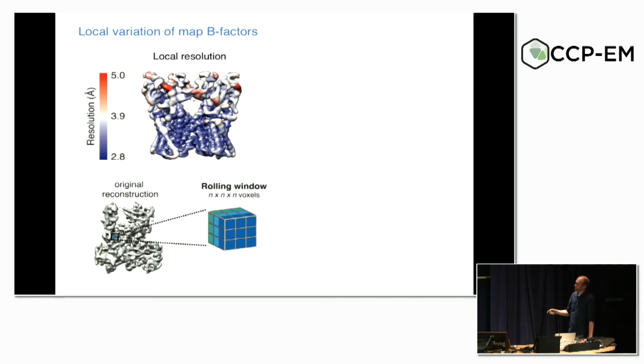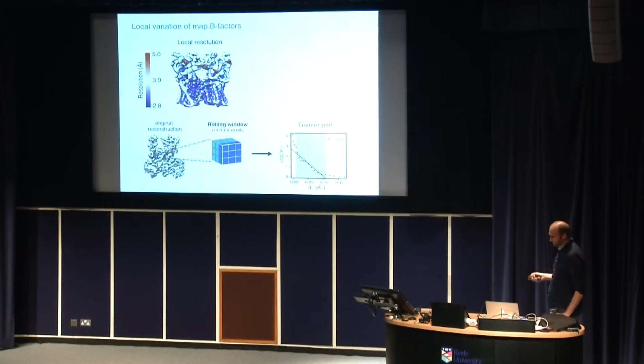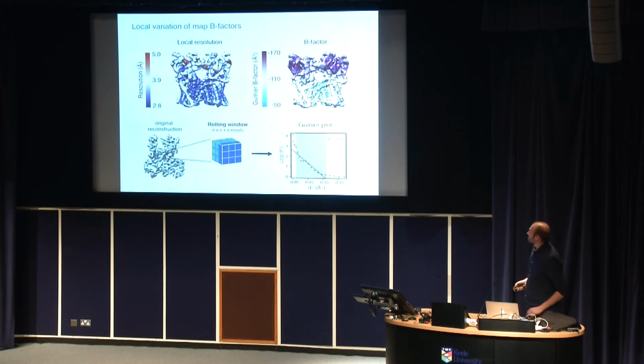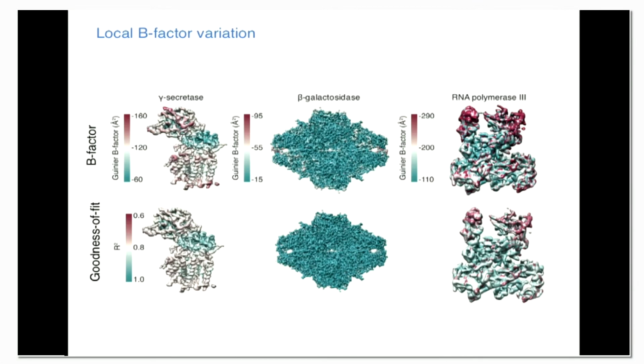So basically you move a cube across your density, and then for each of these cubes you produce a Guinier plot, so basically just the power spectrum, radially averaged power spectrum across that cube, and you estimate the B factor from this power spectrum. And then you can plot this back onto your map, and you see what is the average B factor in each density cube that you have chosen. You can see that this definitely varies across the map, and it also correlates nicely with the local resolution.